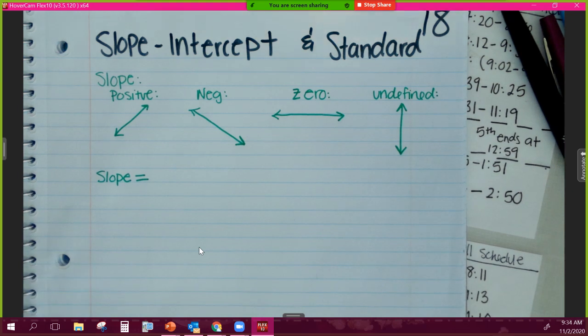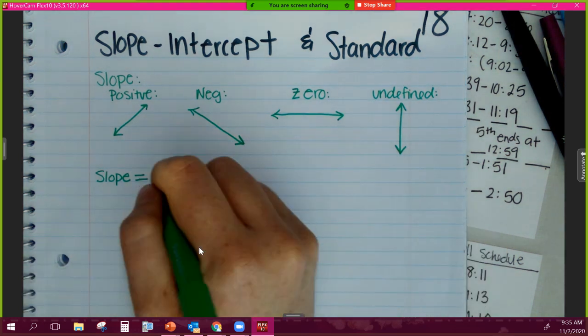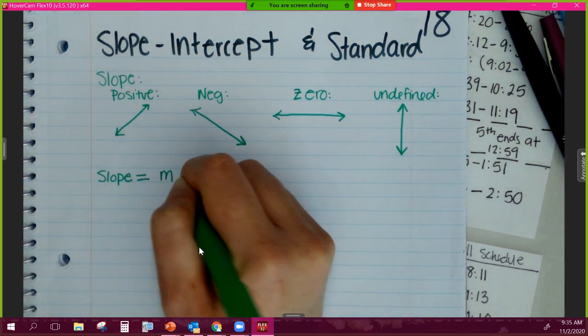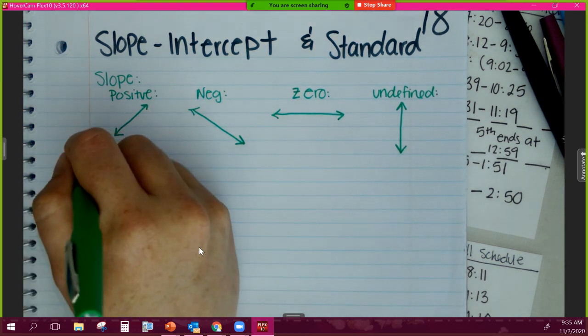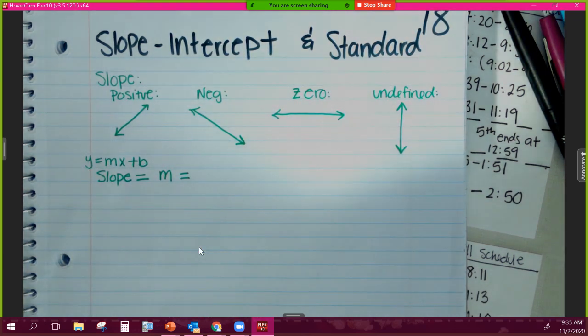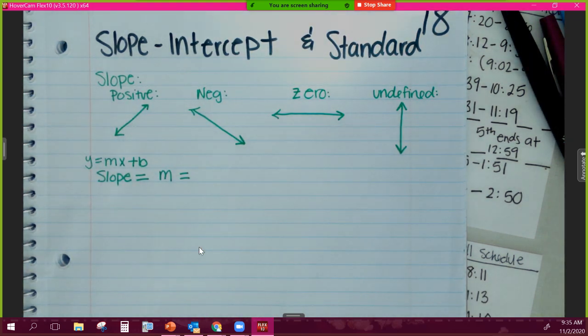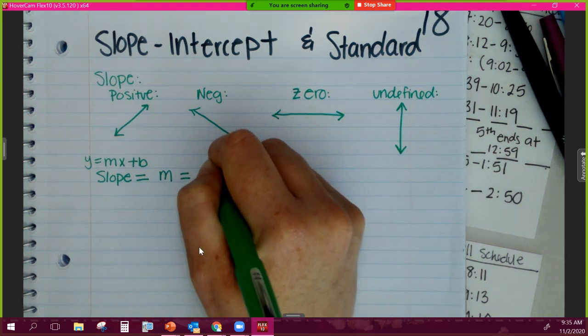How do you calculate slope? That's the equation for slope-intercept form. So one of the ways to identify slope is to identify the m in a y equals mx plus b equation. Okay. What about if you're on a graph? How do you get your slope? Rise over run. Good.